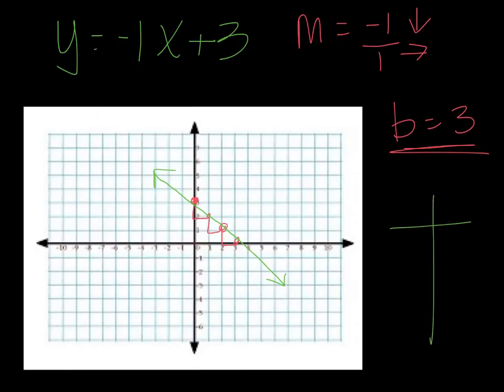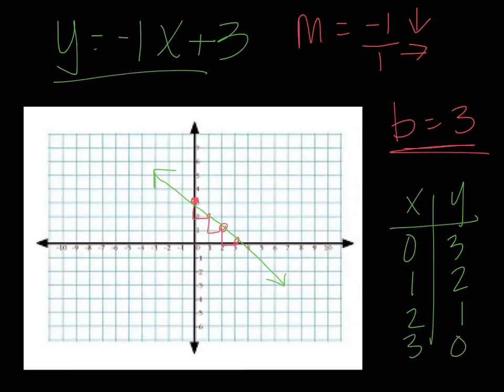And if we were to make a table, we started at 0, 3. Then we put a dot at 1, 2. And then we put a dot at 2, 1. And then our last dot is at 3, 0. So again, the equation, the graph, and the table all represent the same thing, just in different ways.